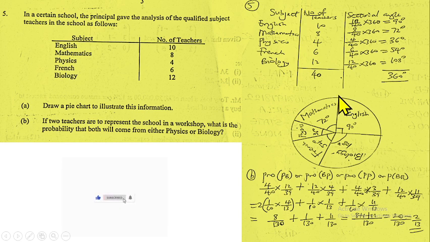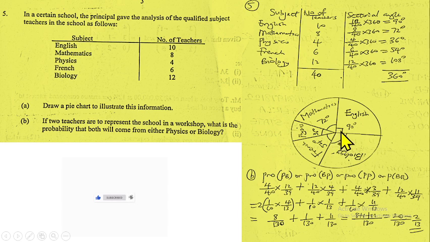Then use your pencil to make a mark here, then use your ruler to draw a straight line to the center of the circle. Then mark this angle to be a right angle because it's 90 degrees, then label it English. Then take your eraser and clean from this center to this side. You clean the remaining radius, so that means you will be left with this radius and this radius.